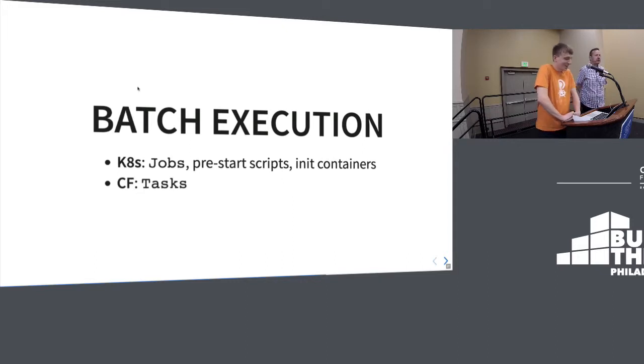No choice at all. There's just the concept of tasks. So this is, again, a concept that is sent side by side with the application, and it just runs to completion and does its thing.